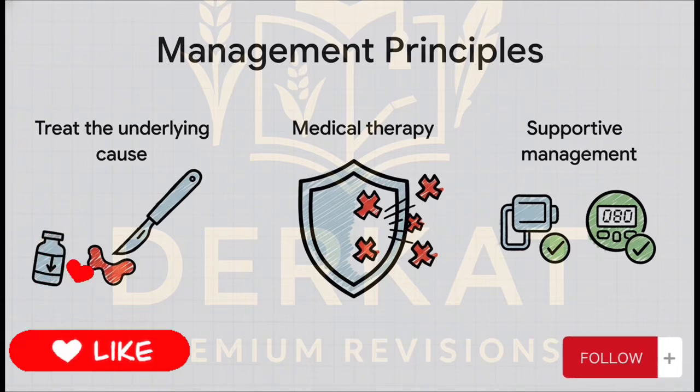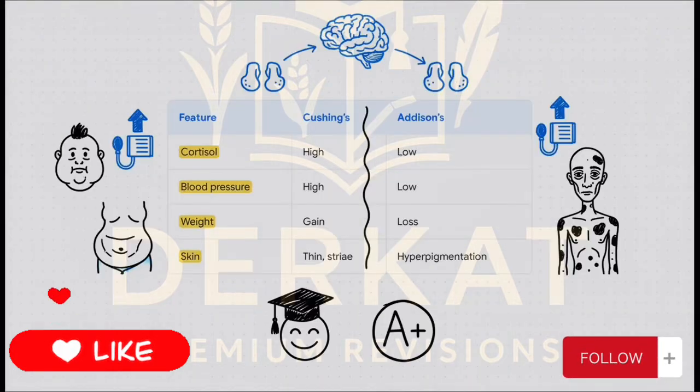And this is critical, you have to provide supportive care for all the complications, like managing the high blood pressure and diabetes. And here is another absolute classic for exams. Examiners love to contrast Cushing's with its polar opposite, Addison's disease, which is a state of cortisol deficiency. And as you can see, they are perfect mirror images of each other. High cortisol versus low, high blood pressure versus low, weight gain versus weight loss. Knowing this table cold is such an easy way to snag points.